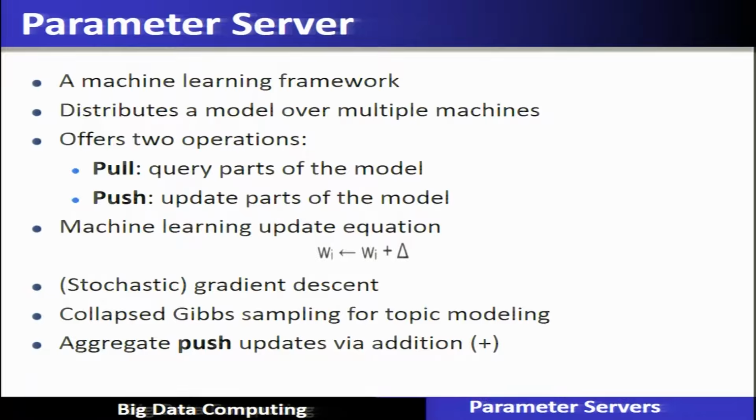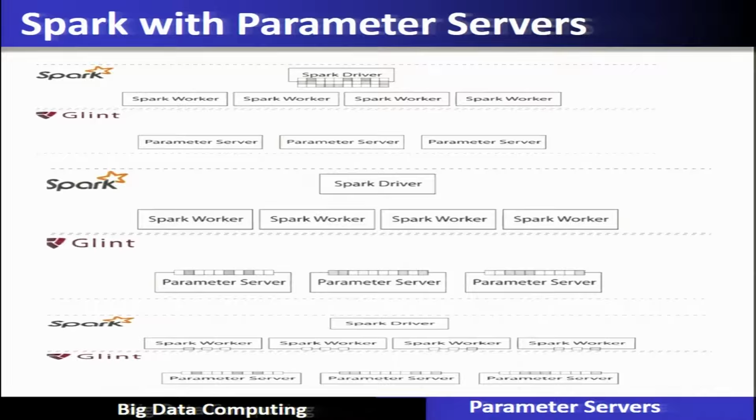In stochastic gradient descent, and in collapsed Gibbs sampling for topic modeling, this aggregate, that is the push update, is done via the addition operation. Whenever this addition operation is there, these parameters are to be pushed into the model, and that is handled using the parameter server.